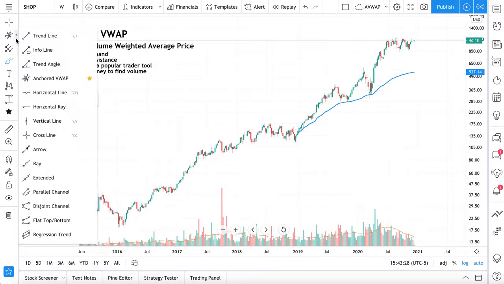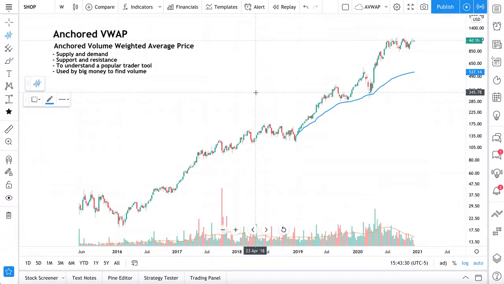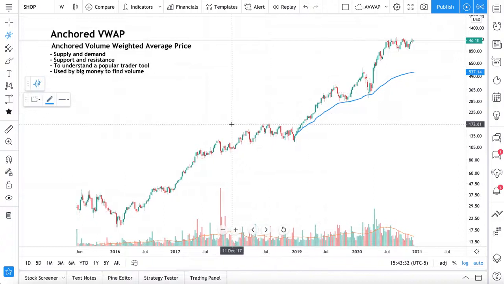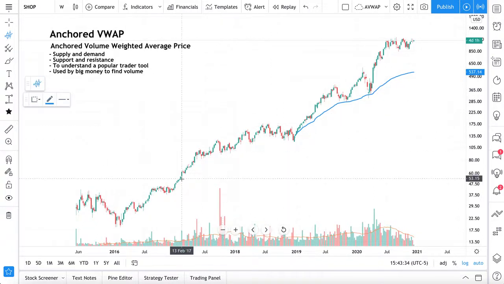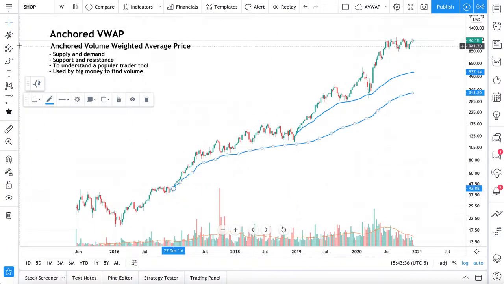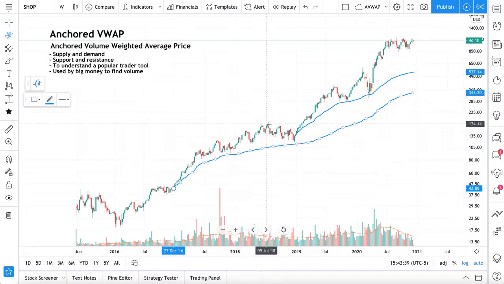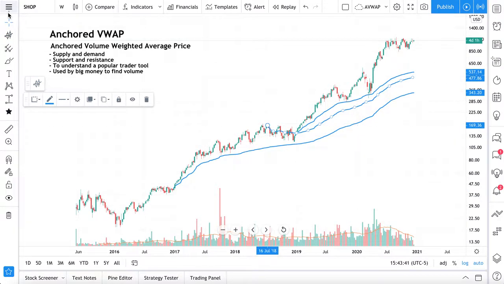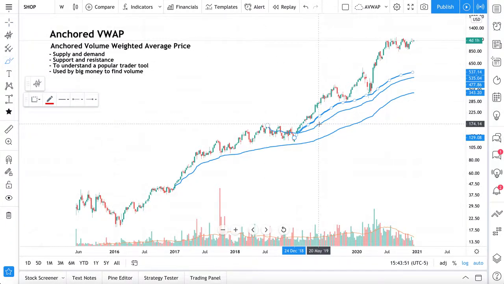So some of the people who are looking to deploy money over the long term will really zoom out to get a feel for the asset's long-term anchored volume weighted average price to make more informed decisions about where they should buy and sell over the long term as not to disrupt price so much.